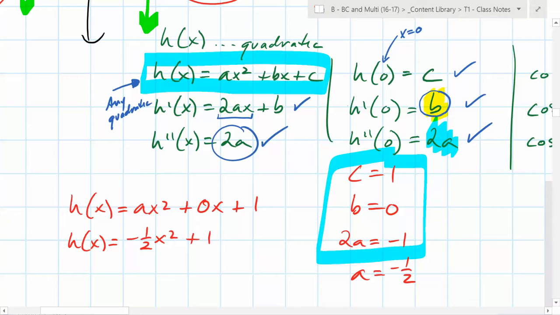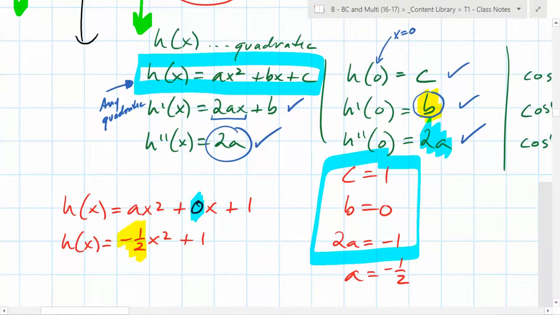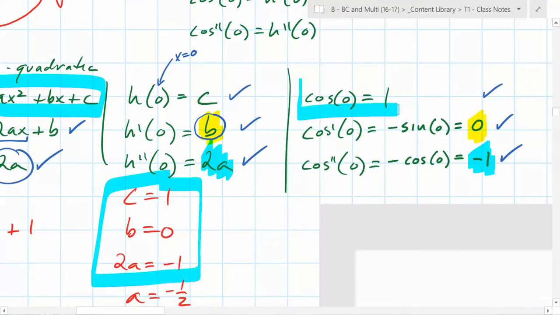Yeah. So look, there's our a value. What was our a value? Oh, negative a half, right? What was our b value? 0. So what's the invisible thing there? There's actually an invisible 0x, and then what do you add to it? A 1, because what is cosine of 0? It has to go through that point.